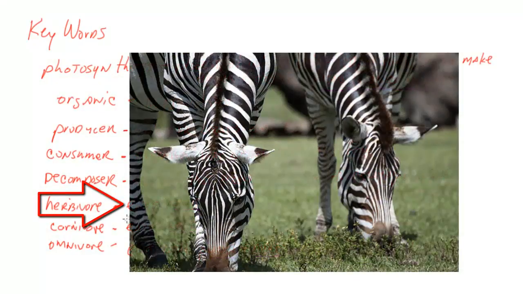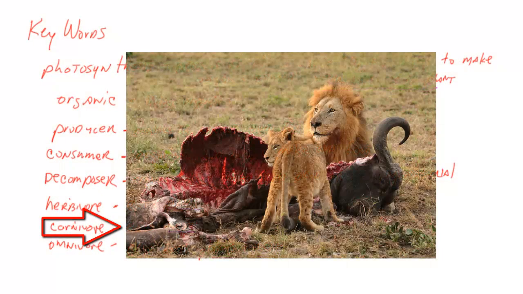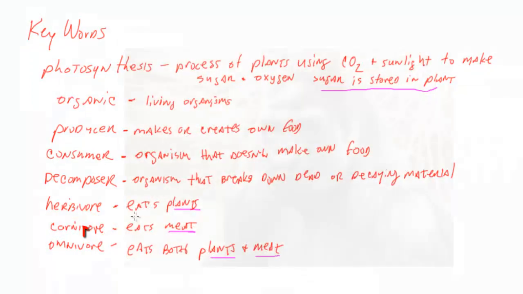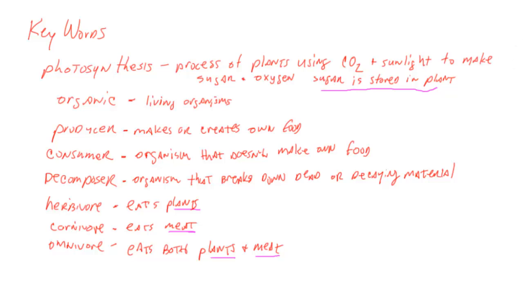A herbivore is anything that eats plants. A carnivore is anything that eats animals or meat. An omnivore is unique because it eats both plants and animals.